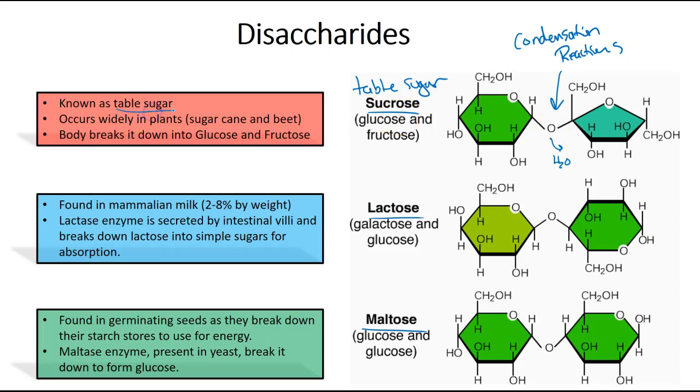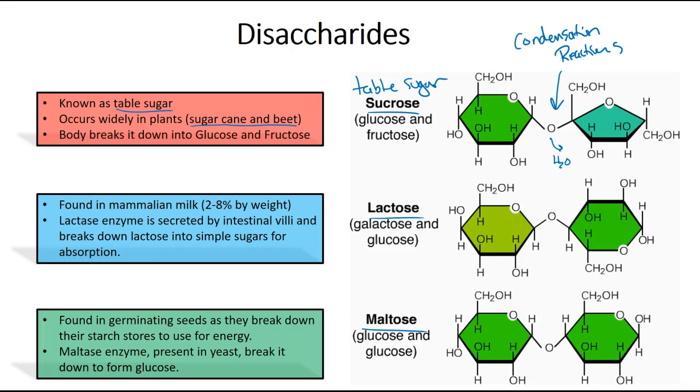But sucrose is known as table sugar. Okay, it's very sweet. It occurs widely in plants. It is a plant-derived disaccharide. In fact, you can find high concentrations of table sugar or sucrose in things like sugarcane and sugar beets. Okay? In fact, sugarcane is one of those crop plants that are actually harvested to produce sucrose.